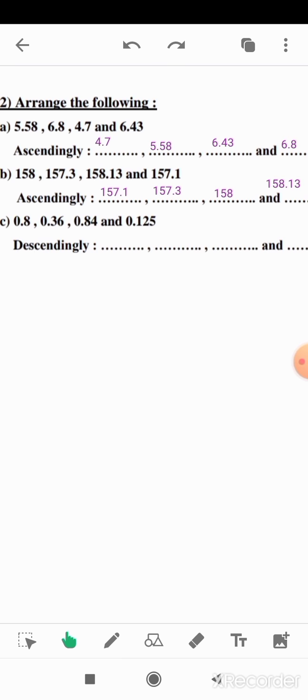Number C. Arrange descending from greatest number to least. I have here 0, 0, 0, 0. Point, 8, 3, 8, 2. So I have here 8 is the greatest number. So we have 8 only and 8, 4, 84. So I will take 84. And after this we'll have 8. So in the second number we have 3 and 1. I will take 3 and take 1. Okay?